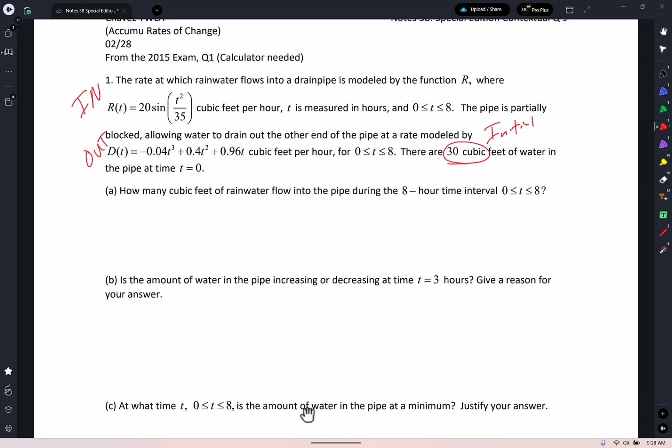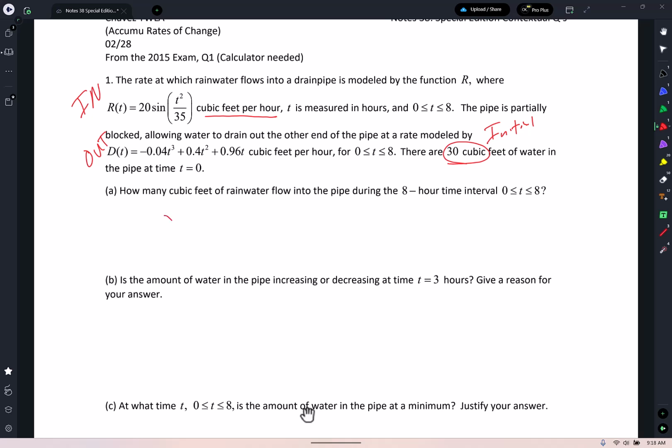Are we still okay, guys? All right, let's see what letter A says. How many cubic feet of rainwater flow into the pipe during the 8-hour time interval between 0 and 8? All right, they just want to know how much water went in. That's pretty simple. All you got to do is find the area under the curve of R of t. How do you know that so fast? You let the units help you out, guys. Let the units help you out. Cubic feet per hour times hours is just cubic feet of water. Do you guys see that?